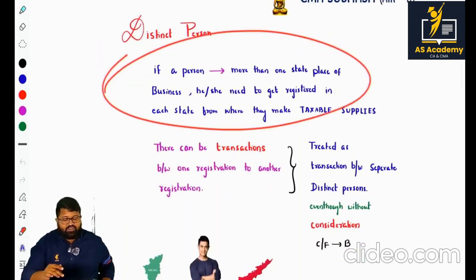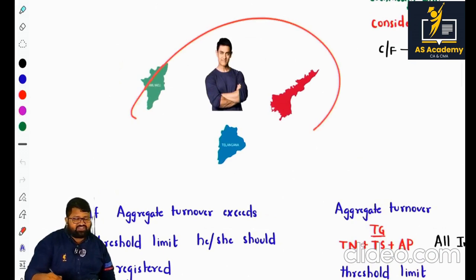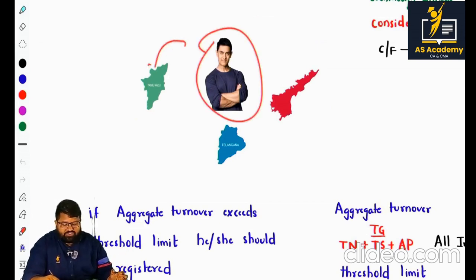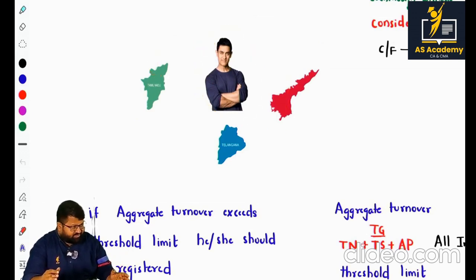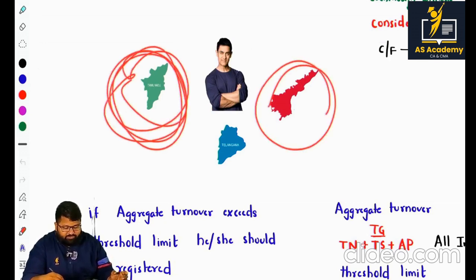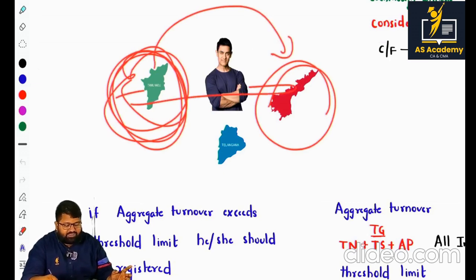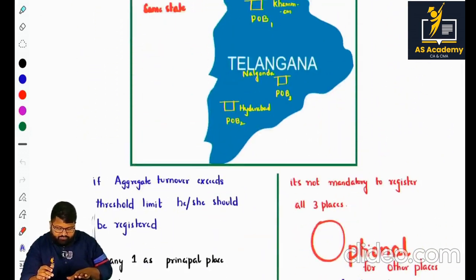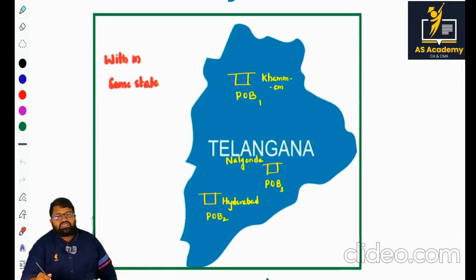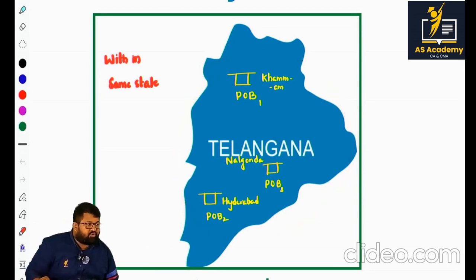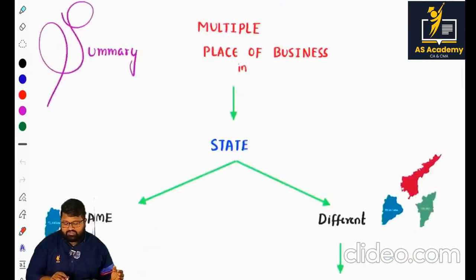Next, distinct persons. Basically, when you are having supply in more than one state, registration is mandatory for you. For example, this person is doing business in three separate states. Then registration is mandatory. So each person, if they are supplying, like a stock transfer, they are treated as separate distinct persons. Okay. However, what is the point within the same state? Within the same state, registration is what? Optional, your wish.